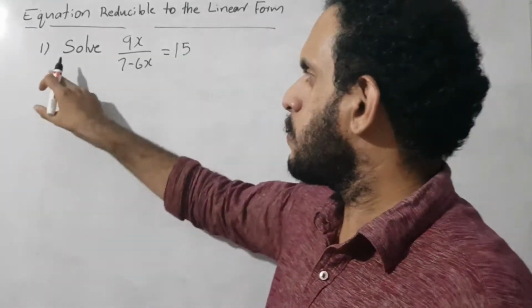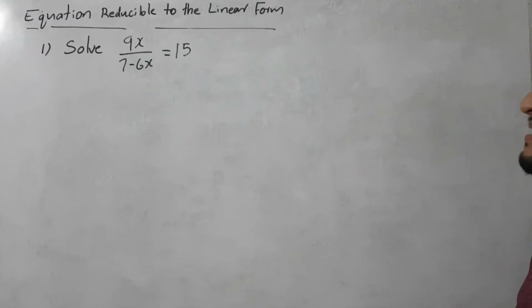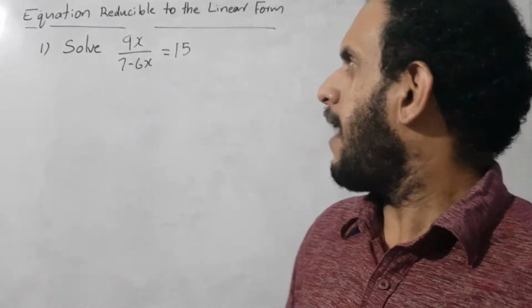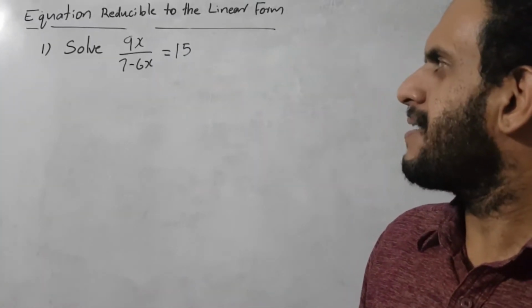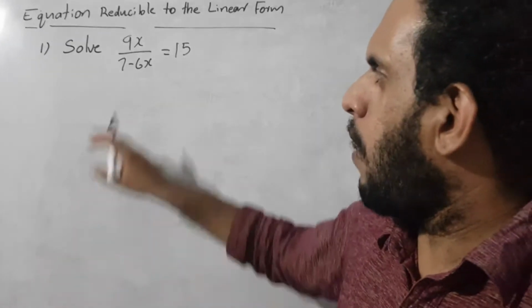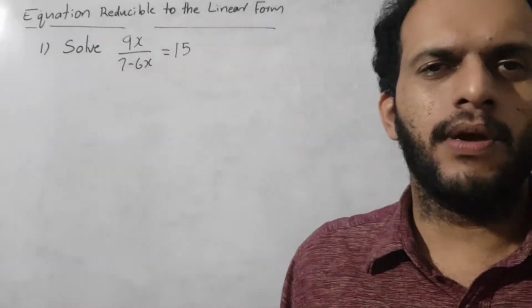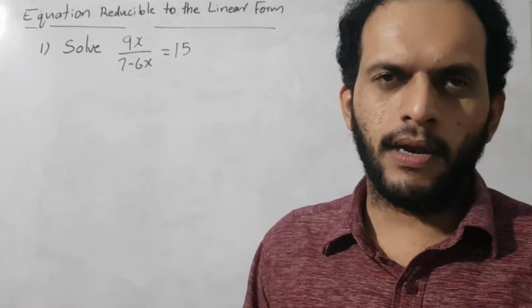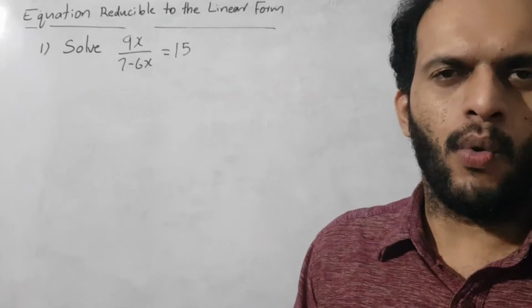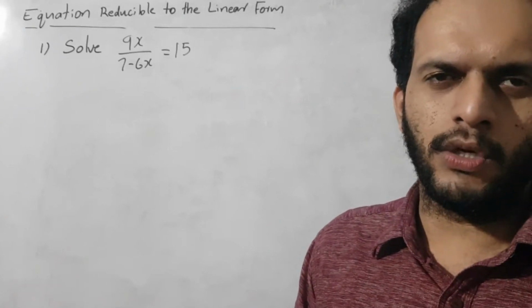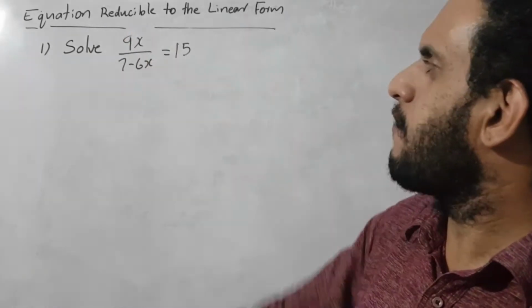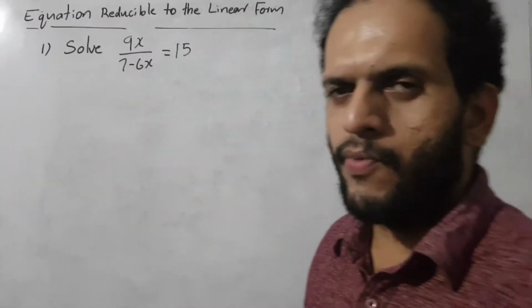The next question is: solve 9x by (7 minus 6x) is equal to 15. Then what is the difference? On only one side of the equality sign do we have a fraction, but the numerator and denominator contain terms with the variable. So solving 9x by (7 minus 6x) is equal to 15 is very easy.